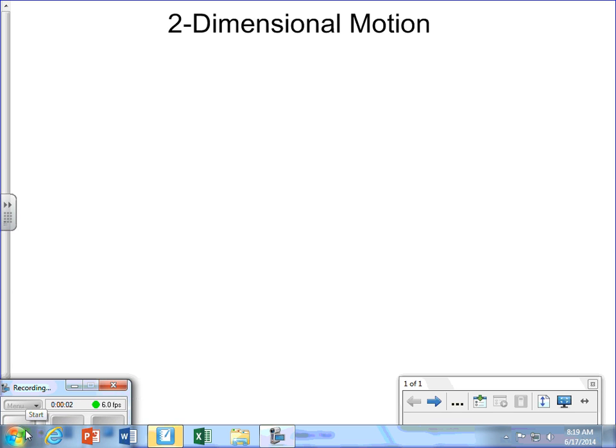Hello, my friends. Our next little installment here deals with two-dimensional motion. This is a good time to talk about the vector.